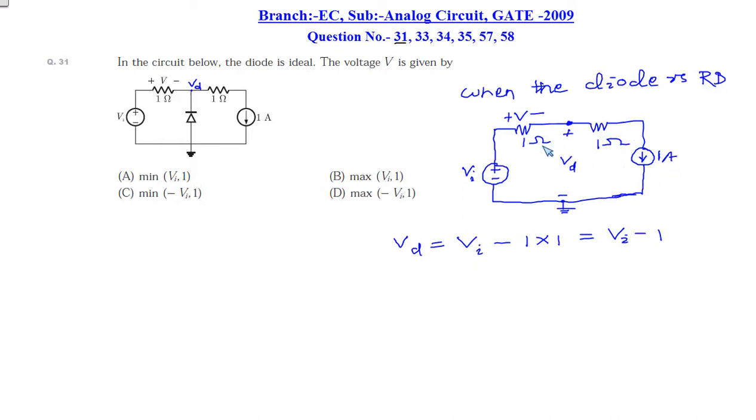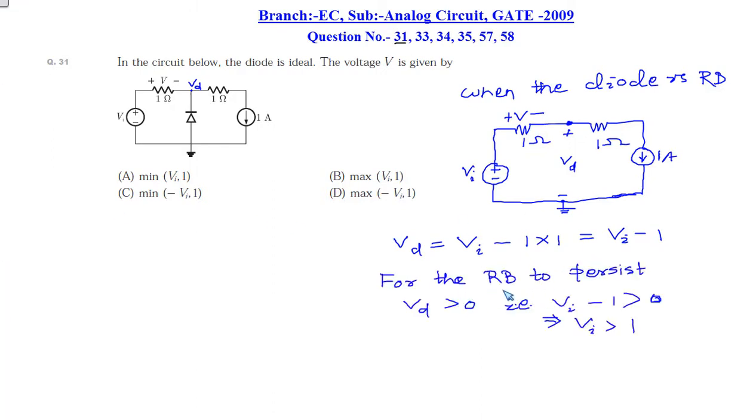If we apply KVL, we can find the value of Vd. Vd will be equal to Vi minus 1 ohm into the 1 ampere current flowing through that resistor, so Vd will be Vi minus 1 volt. For the reverse bias to persist, Vd has to be greater than 0, that is positive. That implies Vi minus 1 has to be greater than 0, so Vi has to be greater than 1 volt.